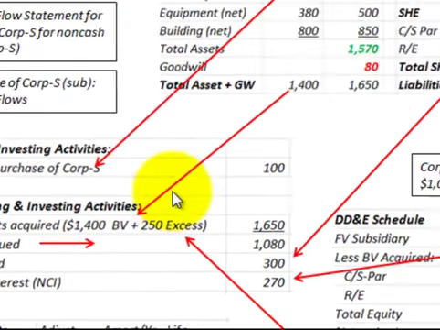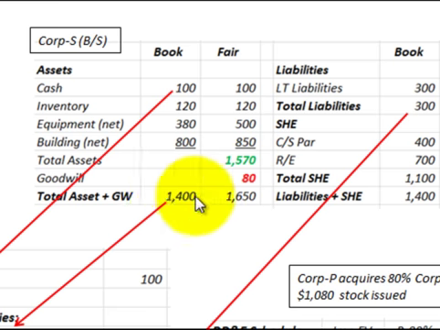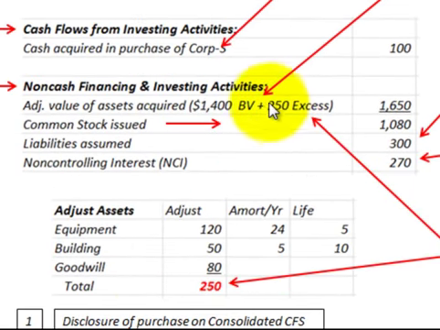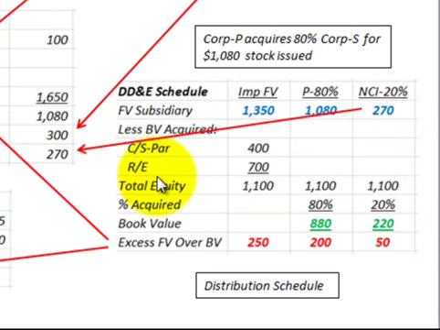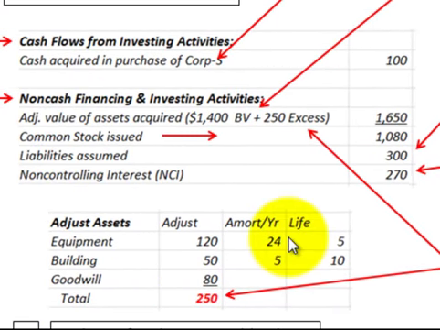The $1,400,000 comes off the corporation S's balance sheet at their book value of $1,400,000, and then we have this excess here of $250,000. Now that would either come off our distribution schedule over here, that would be the fair value of the subsidiary of $1,350,000 less the total equity acquired of the subsidiary, $1,100,000, and that was the excess of fair value over the book value of $250,000. That could have also come off our adjustments accounts here for the equipment, the building, and the goodwill, total amount here of $250,000. So we've taken care of that.